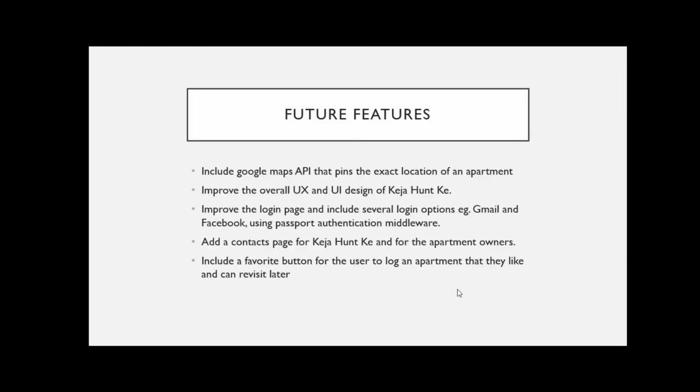So for the future features of this application, one, I'd like to include a Google Maps API that pins the exact location of an apartment. As of right now, this is hard-coded, and I'd like to change that. Number two, I'd like to improve the overall UX UI design of Keja Hunt Ke and improve the login page and include several login options using passport authentication middleware.